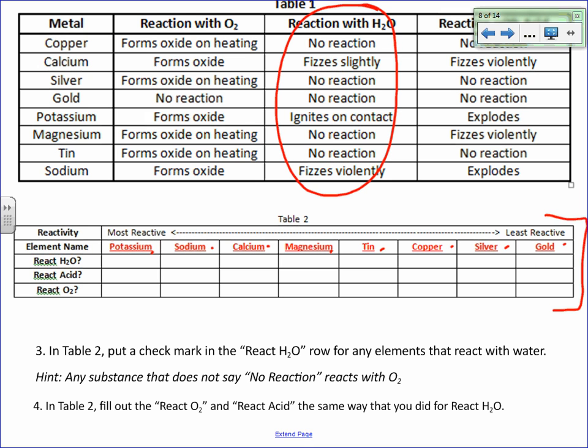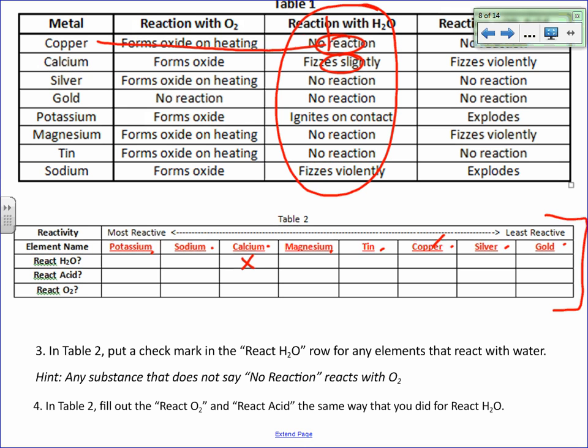all right, we're going to go through and look for the ones that do react. Does copper react with water? No. If you trace copper over to water, you see it says no reaction. So under where it says copper and then water, we're not going to put anything there because it doesn't react. All right, what about calcium? Does it react? Yeah, it fizzes slightly, so that does mean react. So we'll go calcium, water, and we'll put a little check mark or an X there.